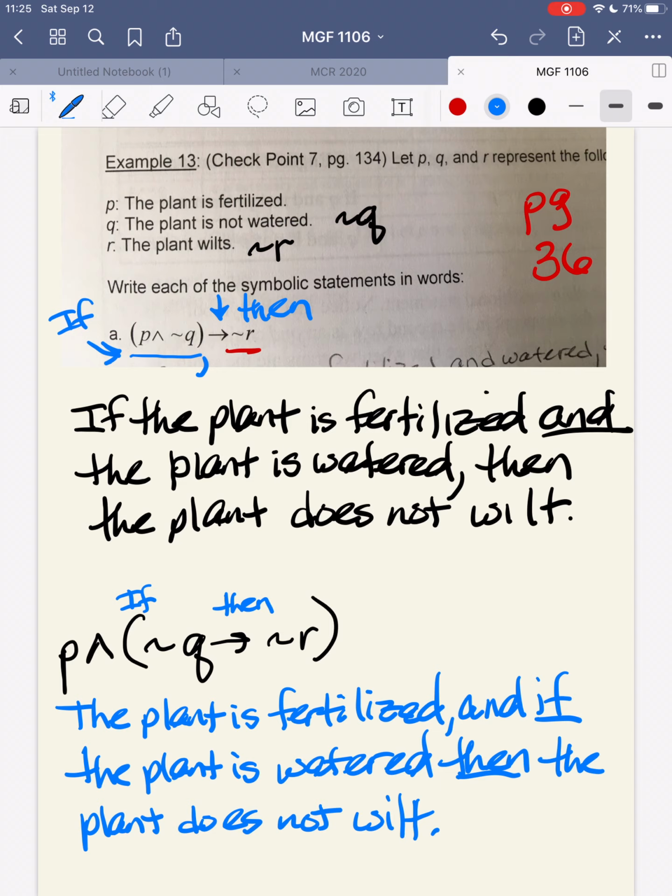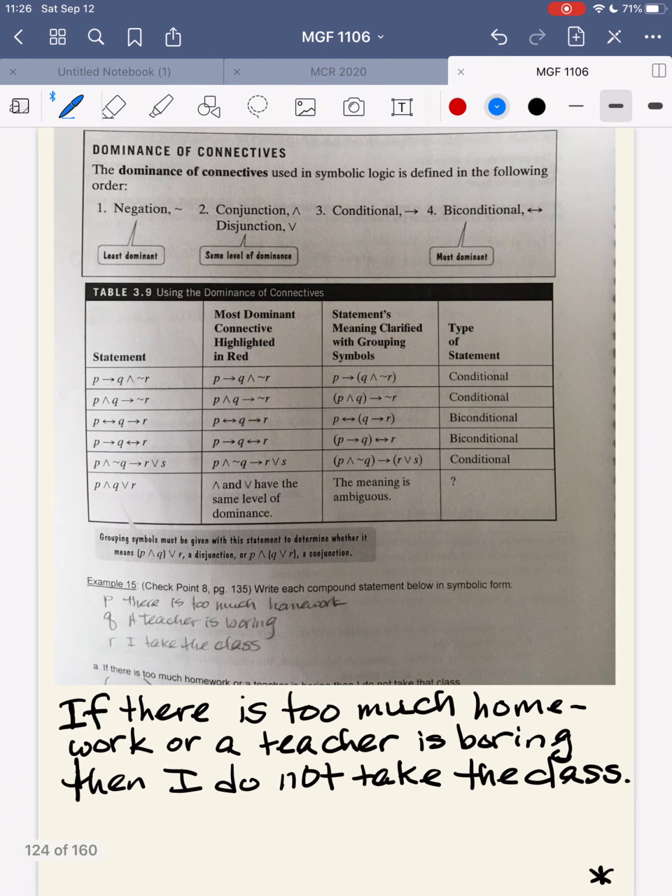All right, so all of these right now, we've had our parenthesis in there. Parenthesis really helps us a lot with connecting things together. But sometimes we have symbolic statements without parentheses. All right. And so we want to talk about this idea of dominance of connectives.